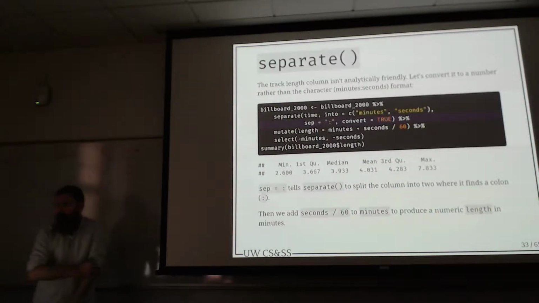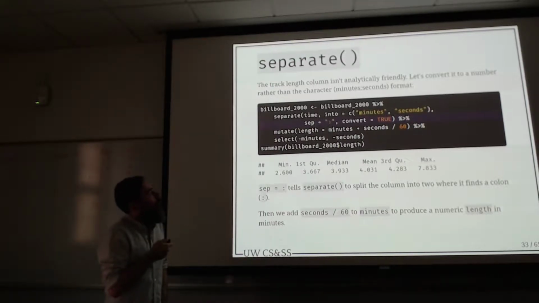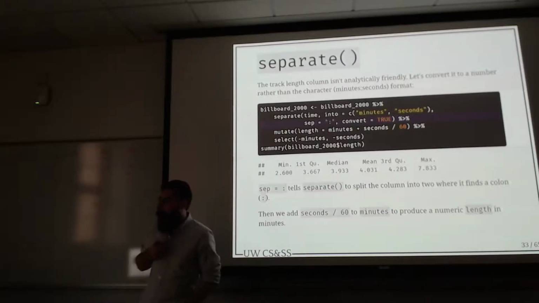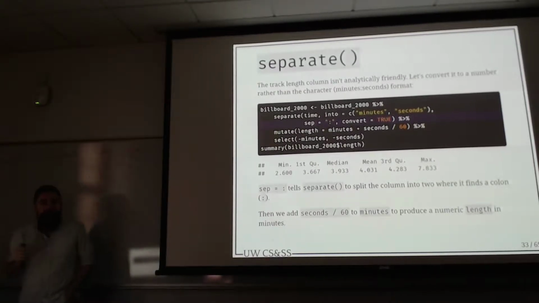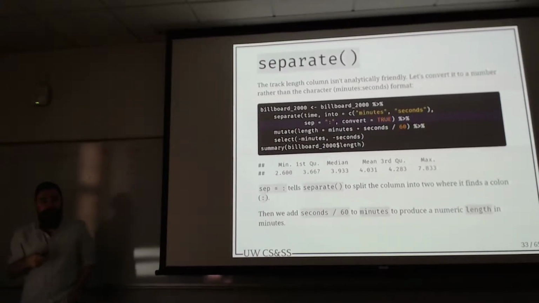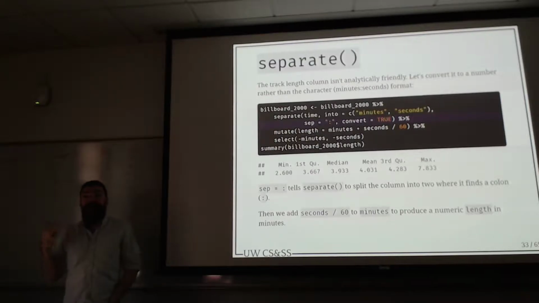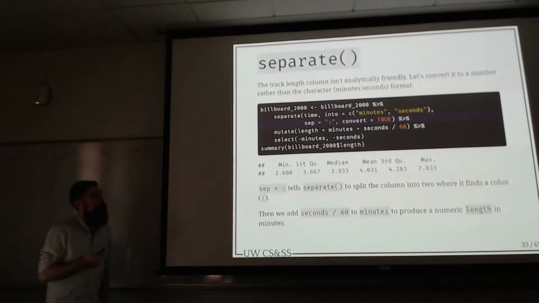Okay, so separate. If we look at our track length column, it is something that is not, as I say, analytically friendly. It is things like 3:22 to mean 3 minutes and 22 seconds. That is a good human digestible format. People know when they see something like that it means 3 minutes and 22 seconds. And people know what seconds are and what minutes are. That is not a digestible and useful format for a computer, however.